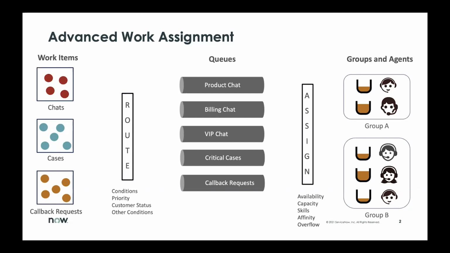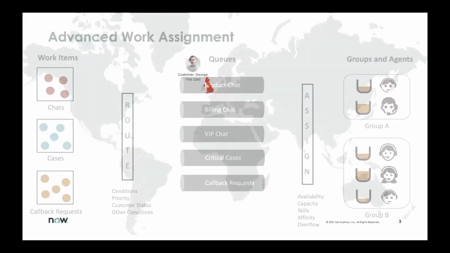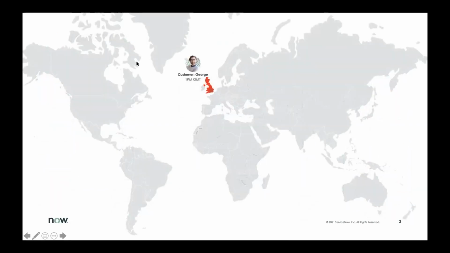What if we could look at the agent's shift information and use that in the routing decision making? Let's take an example here. Here's a customer, George. George has signed up for a streaming service and has been facing some issue with the streaming service. He is based out of UK and it is 1 p.m. in UK at this point.